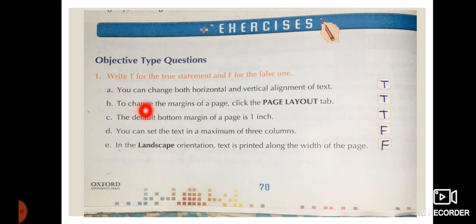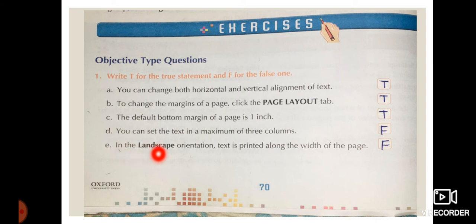B. To change the margins of a page, click the page layout tab. Is it true and false? It is true. The default bottom margin of a page is 1 inch. It is true. You can set the text in a maximum of 3 columns. It is false.